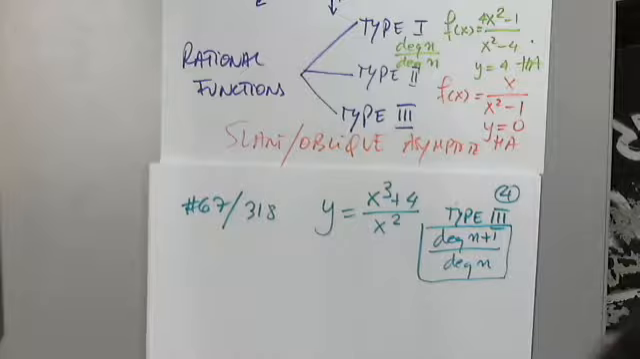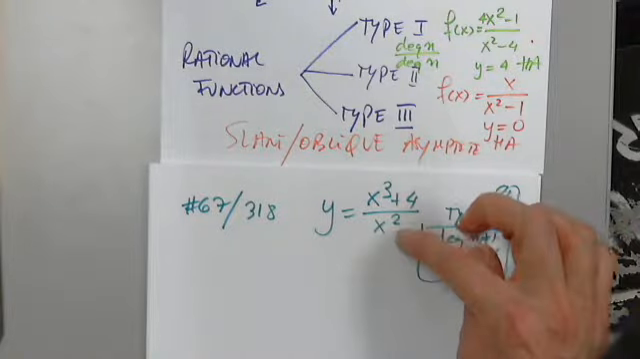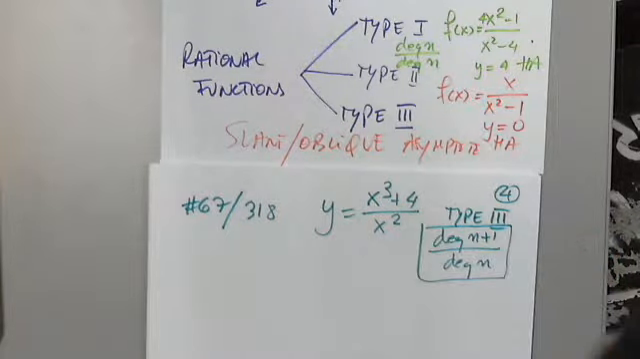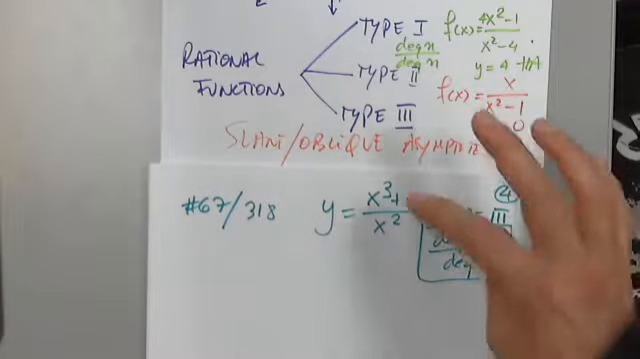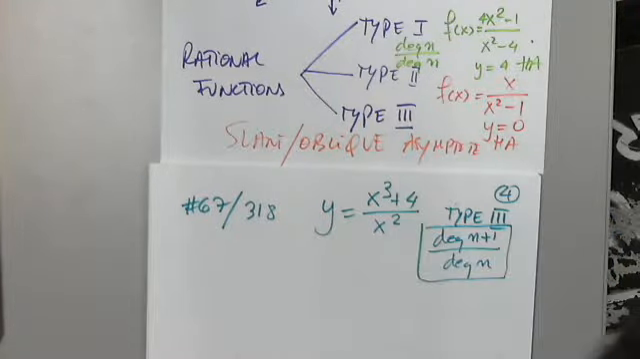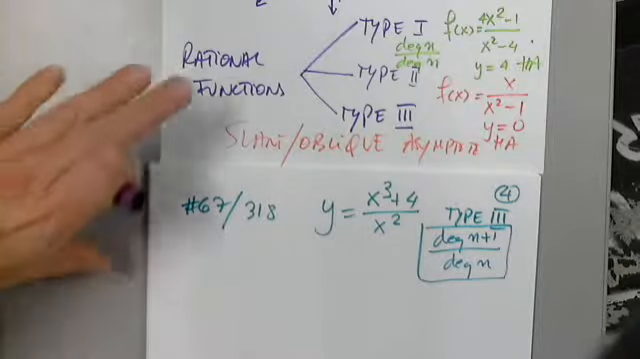Now, if I have at the top degree 4 and the bottom degree 2, the quotient will not be a line. So that function will not have a slant asymptote. Okay? So degree 3, degree 2, yes, it will have a slant asymptote. Degree 4 divided by degree 2, it will not have a slant asymptote, and not a horizontal either. It's a totally different type. Okay, so we'll get to that in a minute.